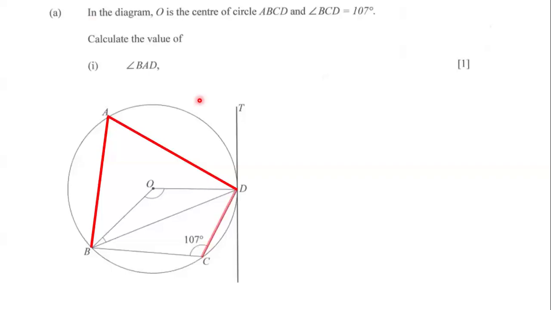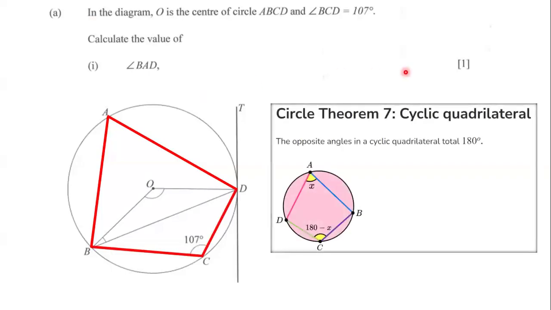In order to do this, we're going to use this theorem. The theorem says that the opposite angles in a cyclic quadrilateral total 180 degrees, which means that if we have this angle, which is X, and the opposite angle in this cyclic quadrilateral is this one, then if this is X, this one has to be 180 minus X, because when you add these two, you should get 180 degrees. So if you know the size of this angle, the size of the opposite one is going to be 180 degrees minus X.